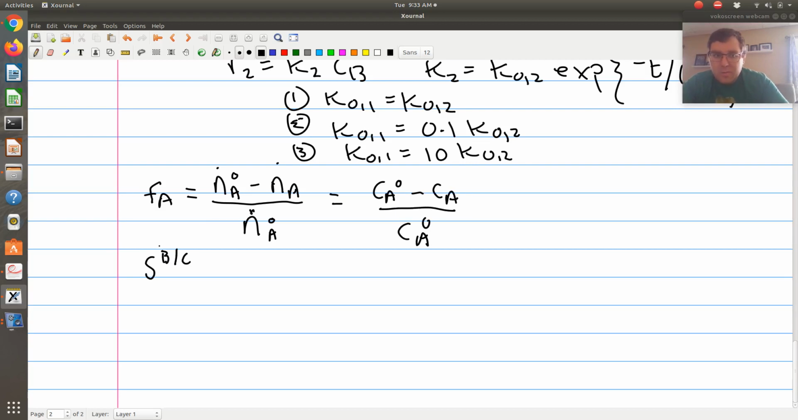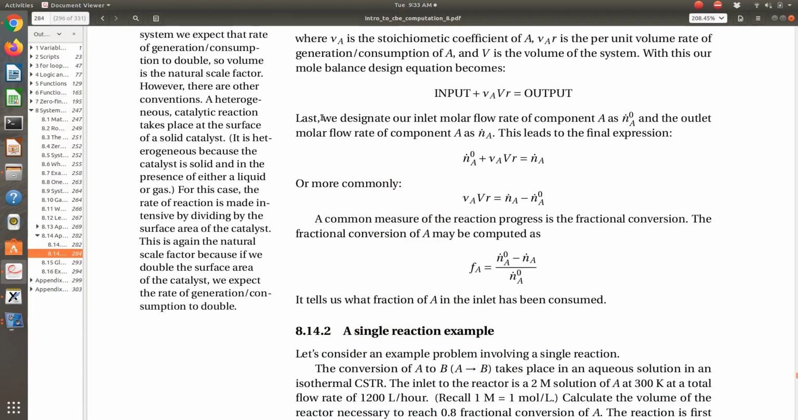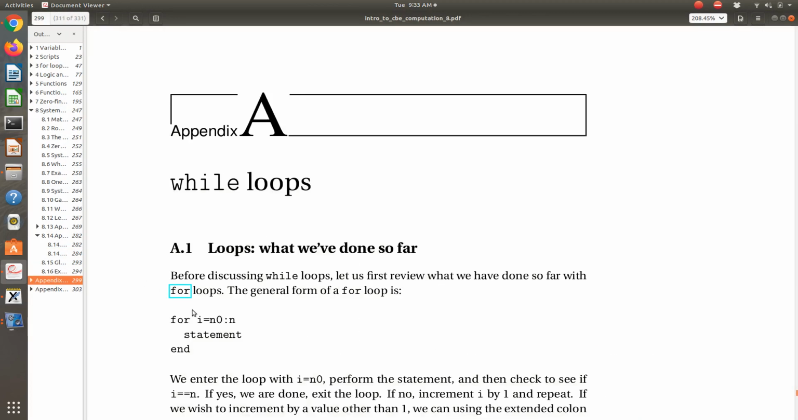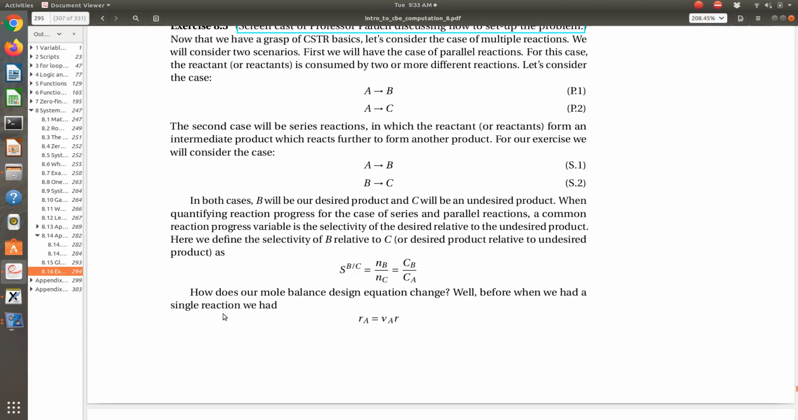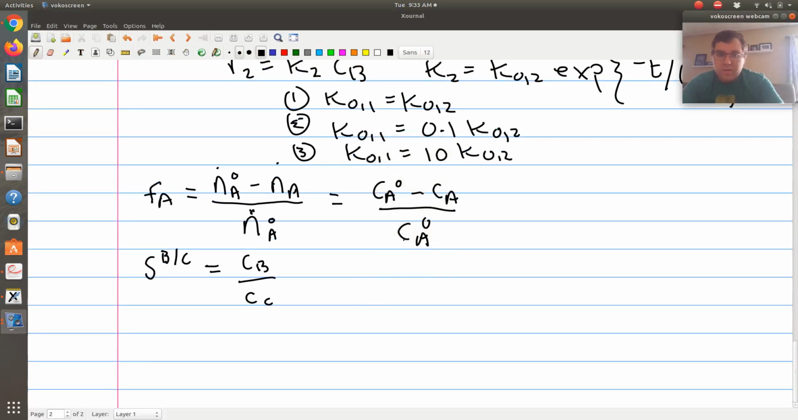So B is my desired product, C is my undesired product. So selectivity is the concentration of B over C. And note, I think I have a typo in the problem statement. Let me bring back the problem statement, and I'll fix it when I re-upload this with another link to the screencast, where this should be CB over CC. So there's selectivity, which we're also asked about.